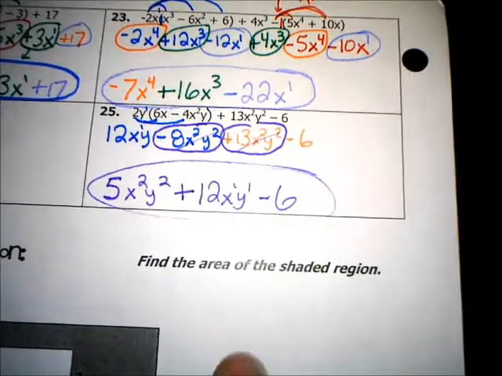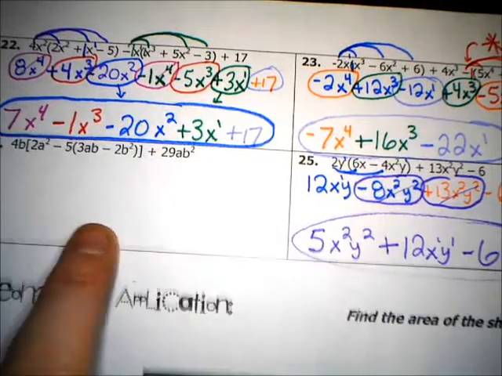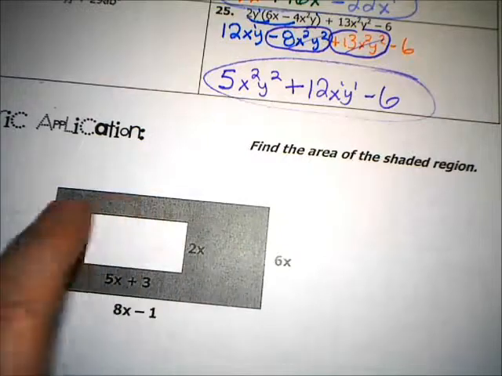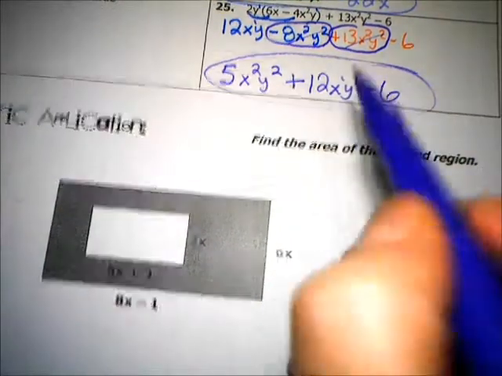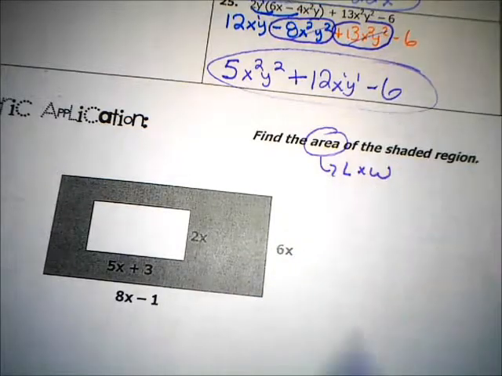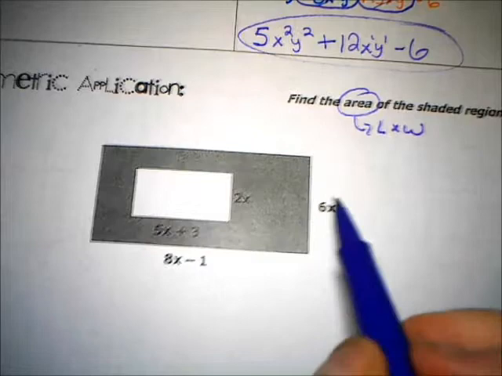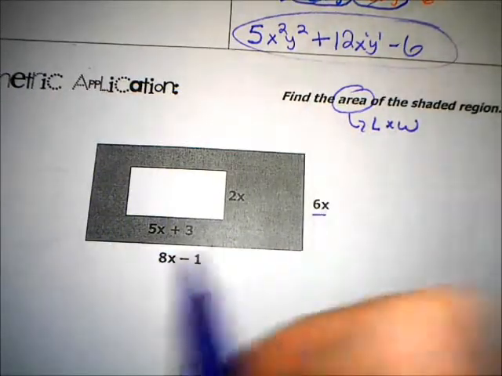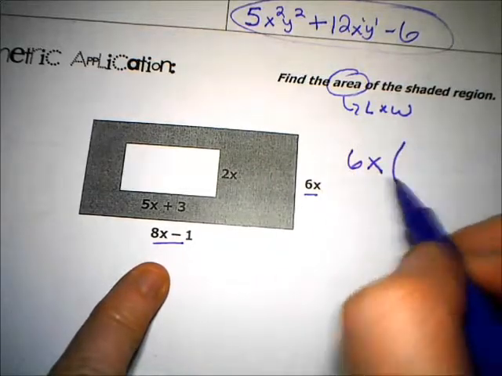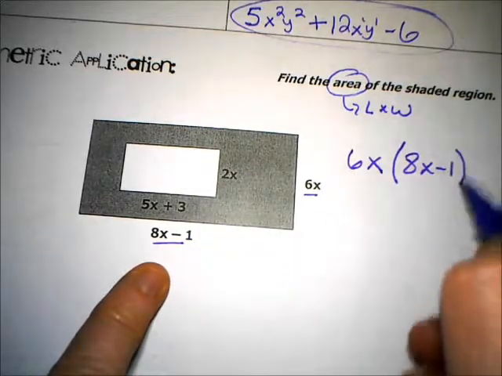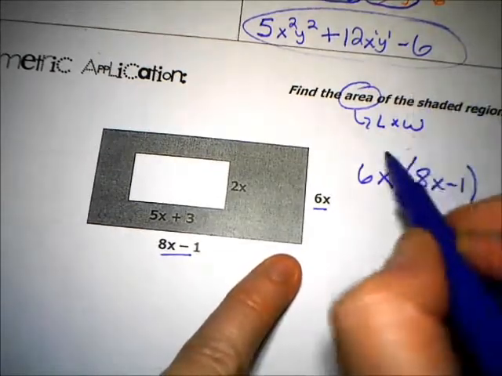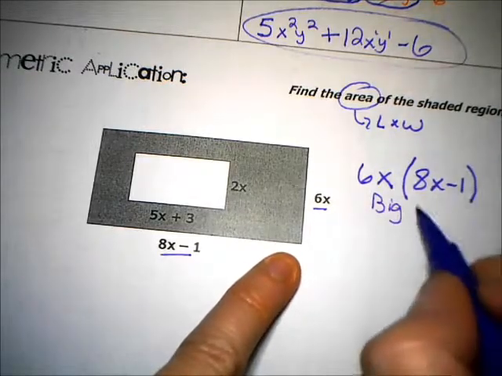Okay, I'm going to do the geometric one first because I'm really saving that one for last. The geometric one says find the area of the shaded region. So they want to find this dark part. Area. Well, area is always length times width. So if I'm looking at these shapes, I have the big rectangle. That's length times width. So if I show this, I'm going to have 6x times this binomial. We always put the binomial inside. So this is the outside, the big box, or the big rectangle.